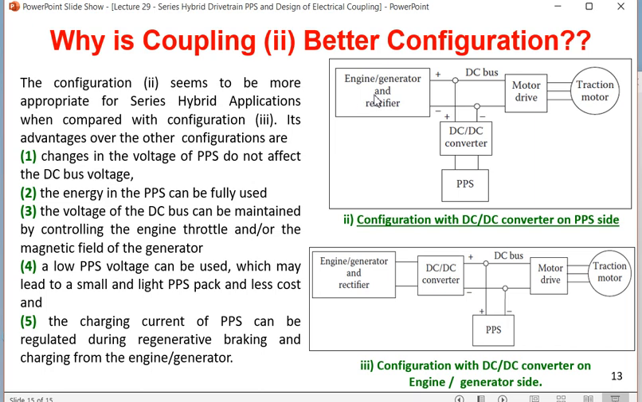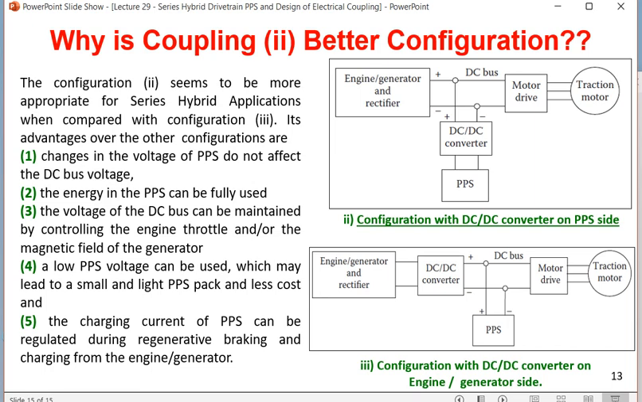And this PPS voltage control will be controlled by the DC to DC converter. Low PPS voltage can be used, which may lead to a small and light PPS pack and less cost. And the last thing is the charging current of the PPS can be regulated during regenerative braking and the charging from the engine generator. So out of these two configurations, where the DC-DC converter should be placed in series with the PPS or in series with the engine generator, we are finding that the second configuration is the best one as far as the series hybrid electric drivetrain is concerned.